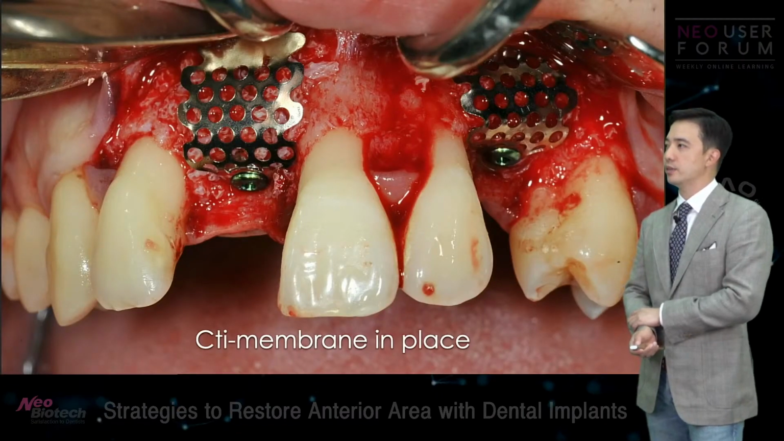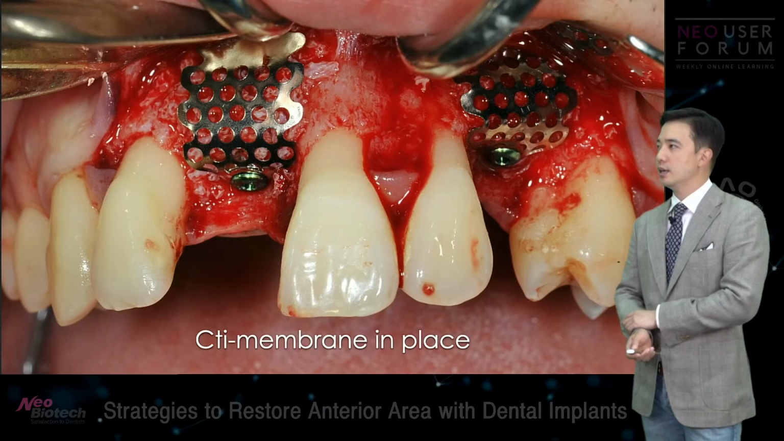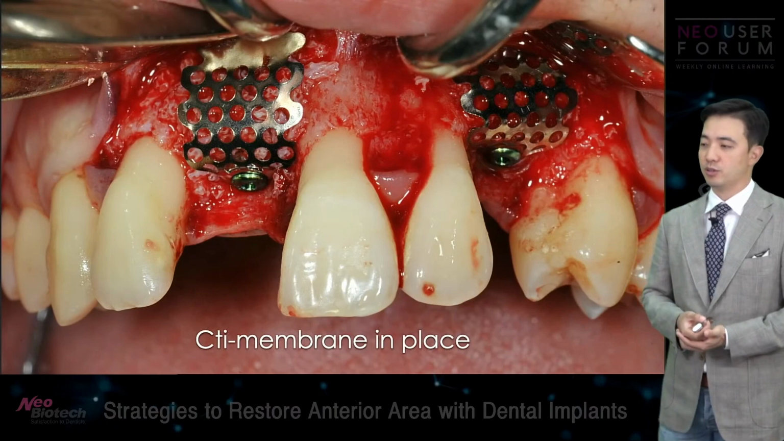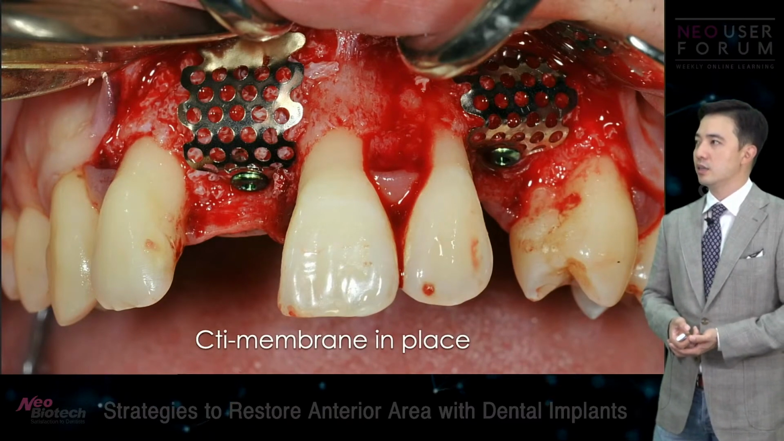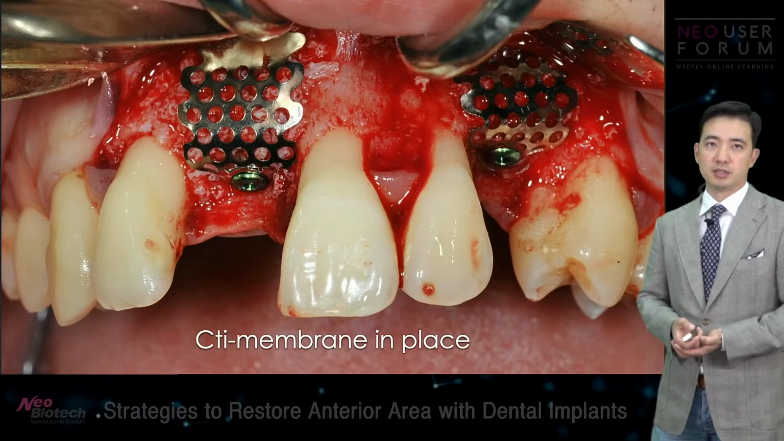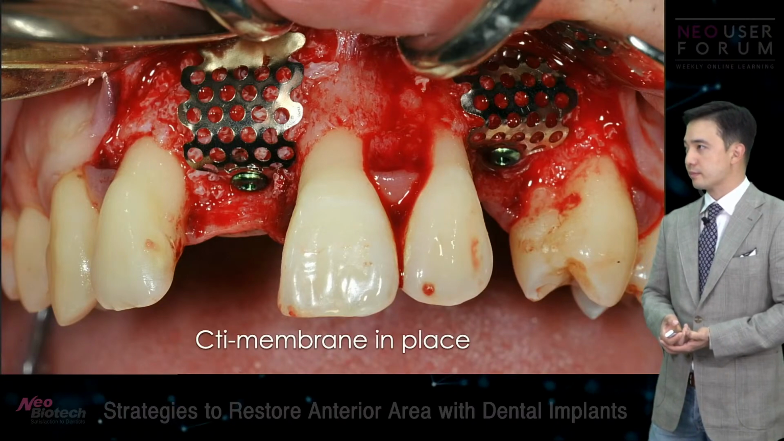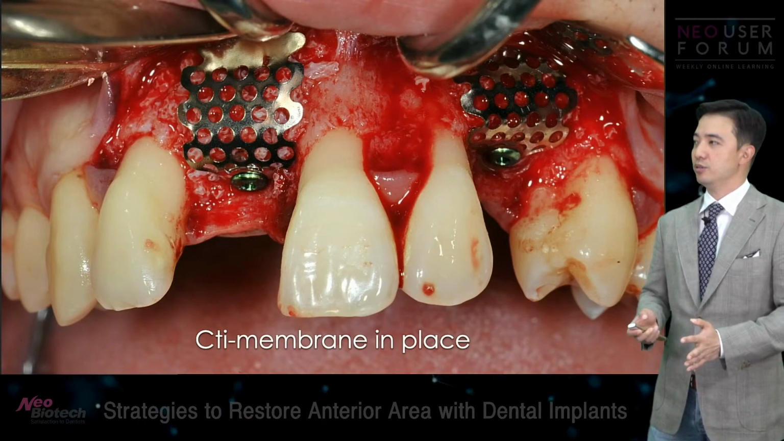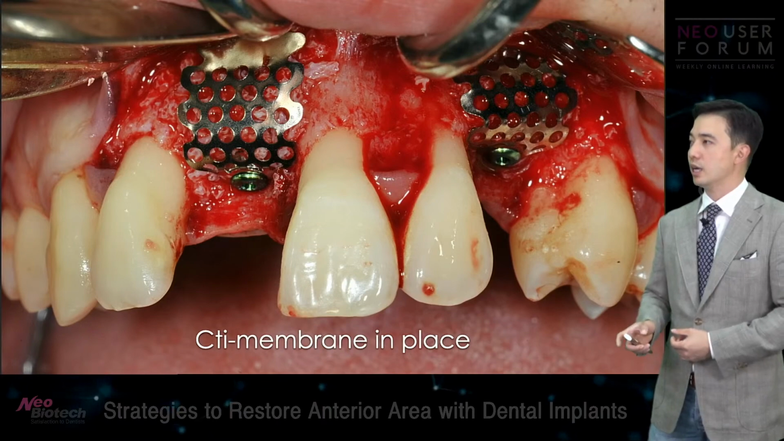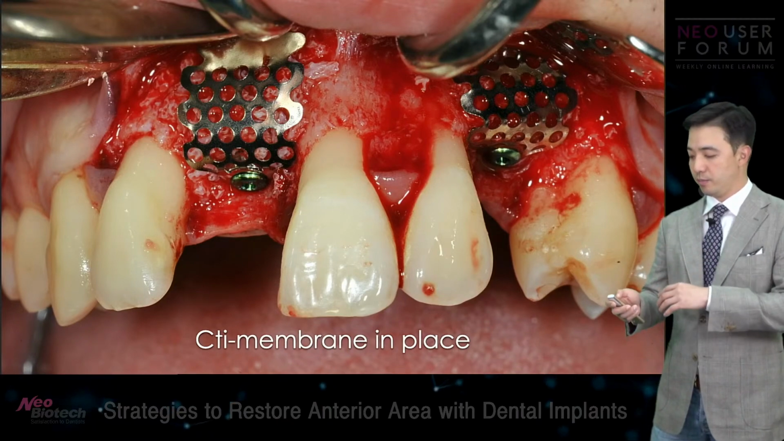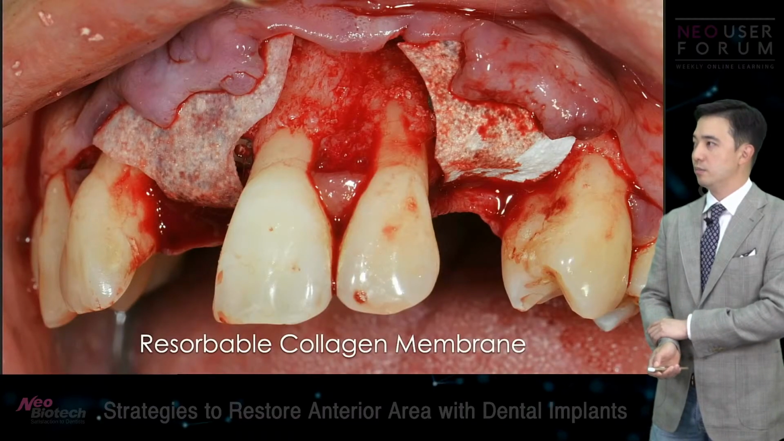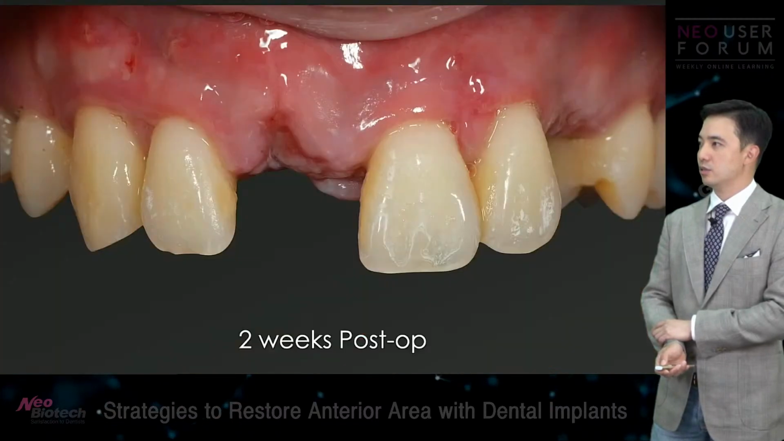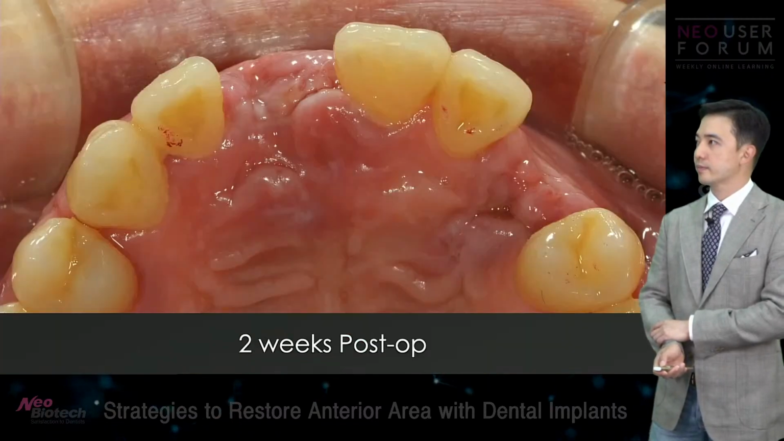So what I did for this case, I used a CTI membrane. I really like the CTI membrane in severely resorbed cases, because the key factor for GBR to be successful is that your graft material should not move, okay? This really helps to hold your graft material in position, so it makes your graft material solid. With the collagen membrane and sutured. Two weeks, not bad.